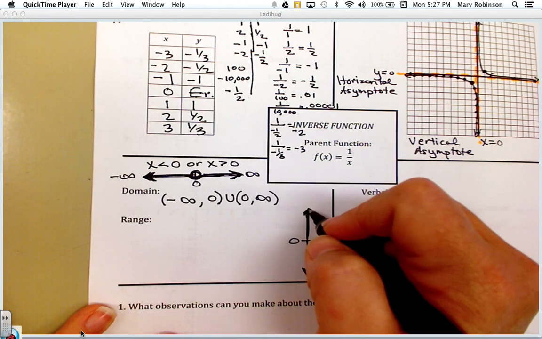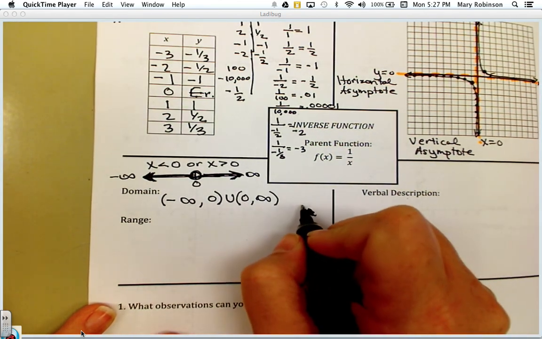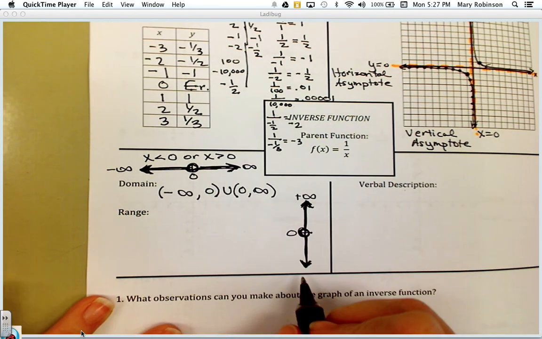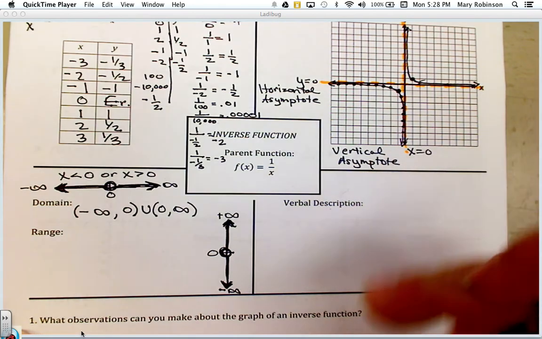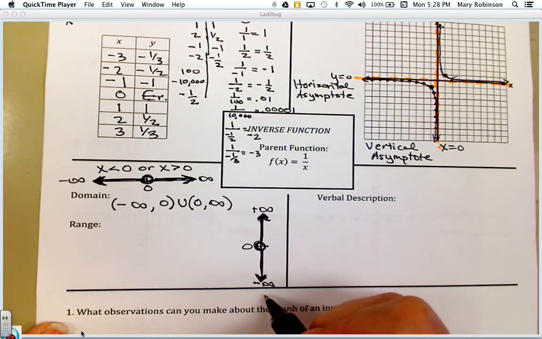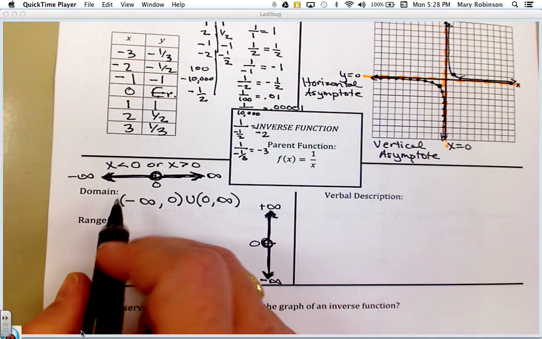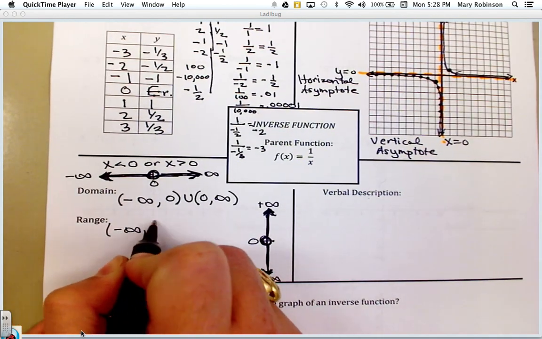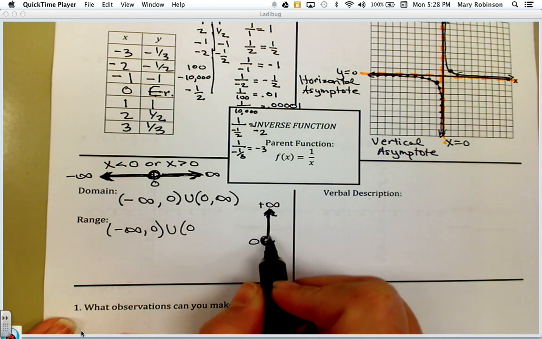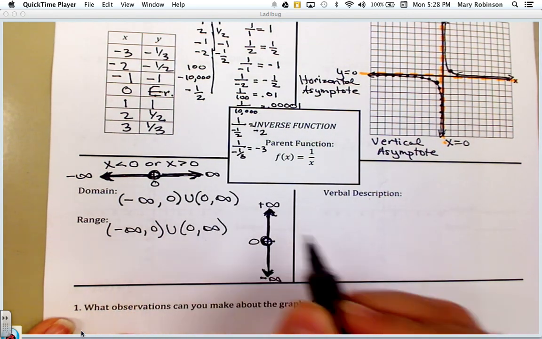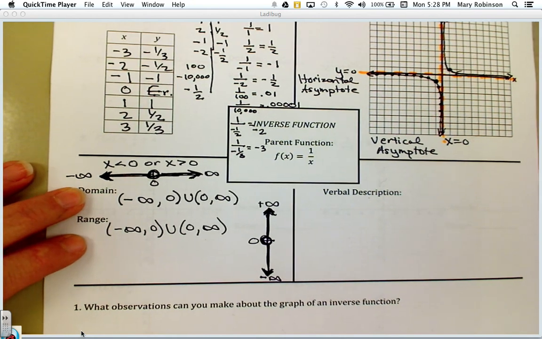So if we think about this like a number line, again at 0 we would have that open circle. This would be positive infinity and negative infinity, representing this y-axis right here. And it would be from our lowest to our highest, negative infinity up to but not including 0. So 0 exclusive, union, and again picking up after 0 and going on to infinity. So our domain and range are just alike for the parent function 1 over x.